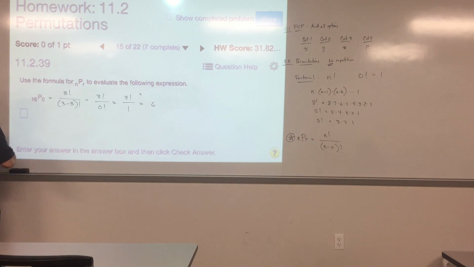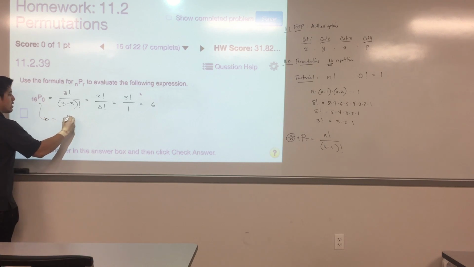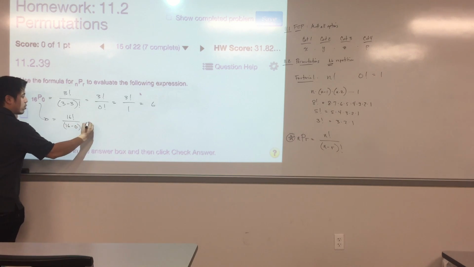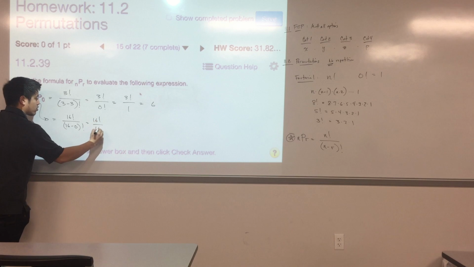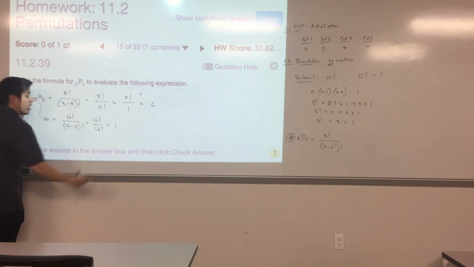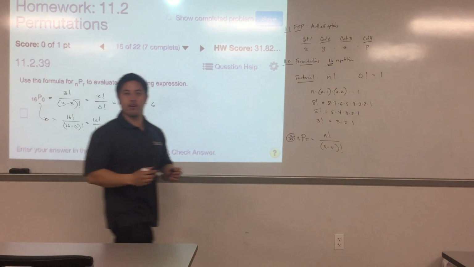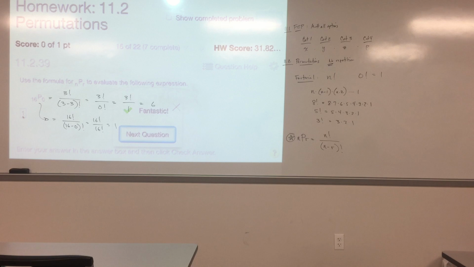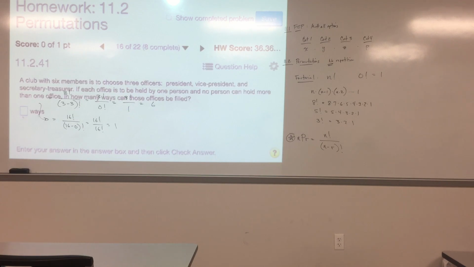16P0. What would that be? I'm going to bring it down here so you have a sample. 16 factorial over what's on the bottom? 16 minus 0, which is 16 factorial over 16 factorial, which is 1. Careful. Anything over itself is 1. In fact, whenever you see nP0, the answer's always 1. Okay? All right, here we go.